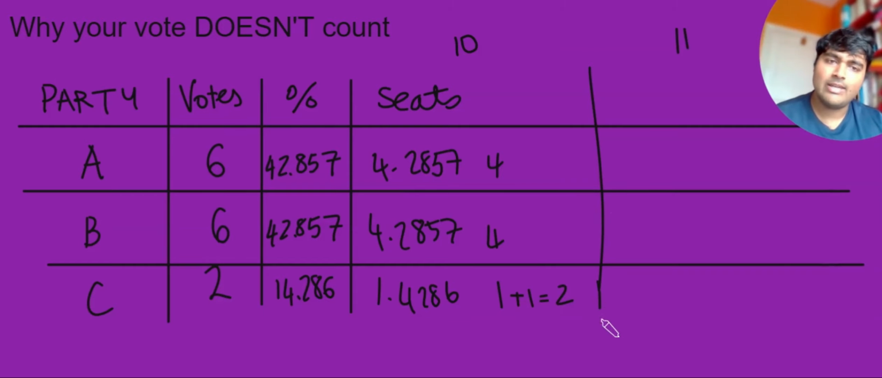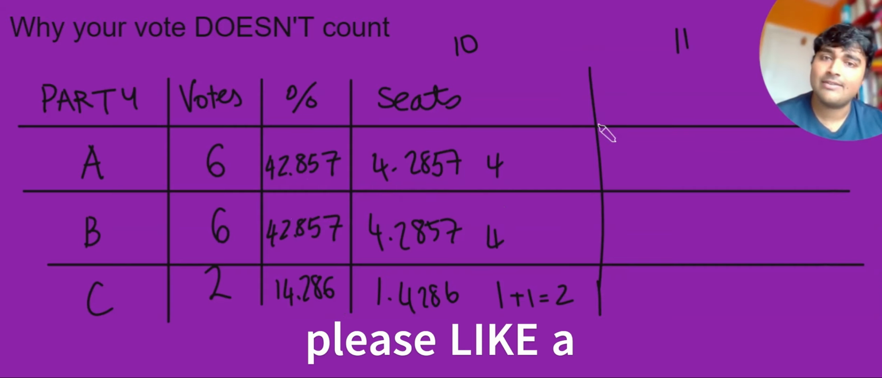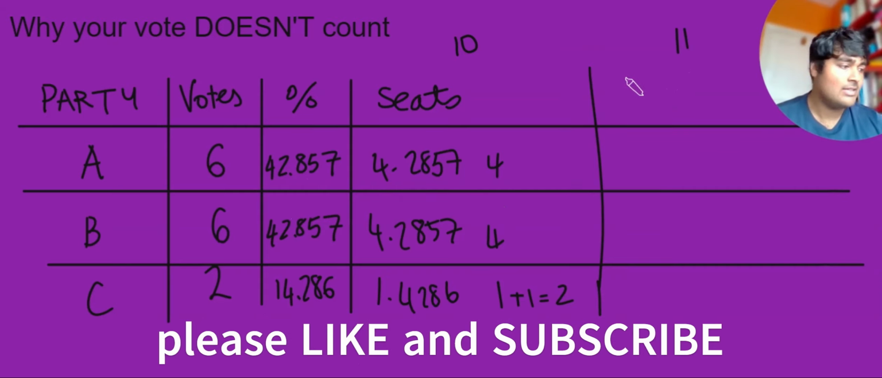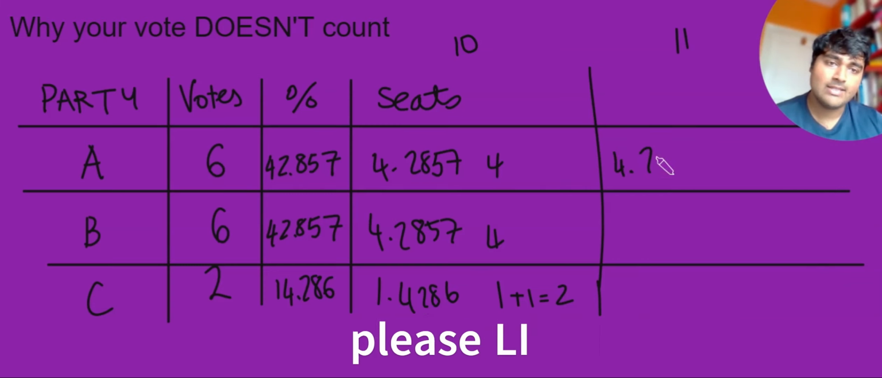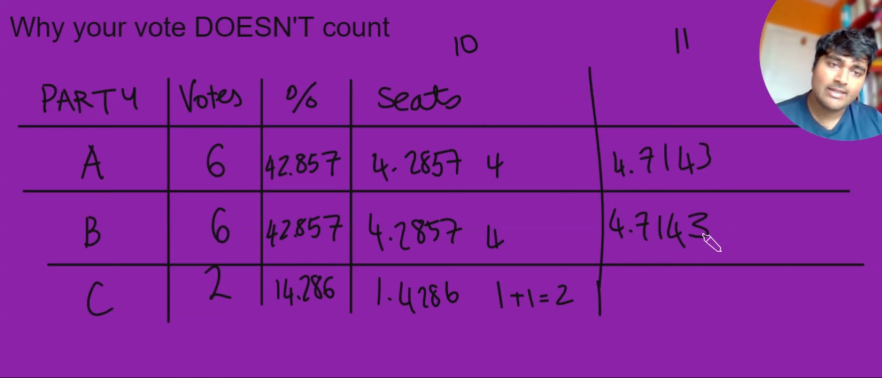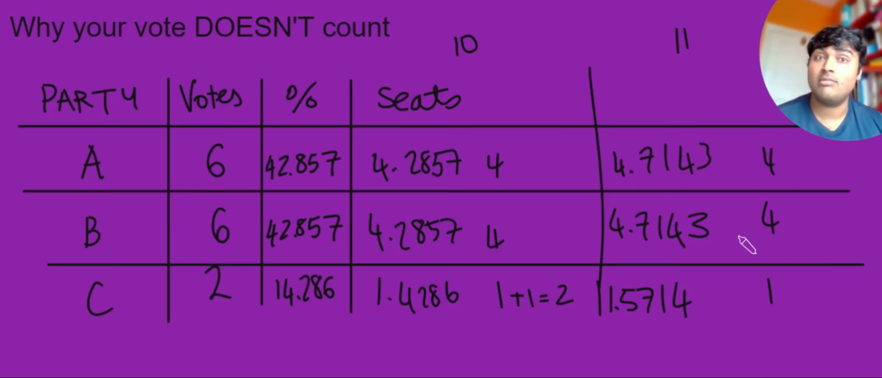How would this go here? Well, again, I've worked out the calculation. So if you do 42.857% of 11, that turns out to be 4.7143 approximately. You'd get the same thing here. And then this is 1.5714. So those would be the decimal seats you'd get, but of course we've got to make these integers. So we're going to do 4 plus 4 plus 1, and that is so far 9 seats.